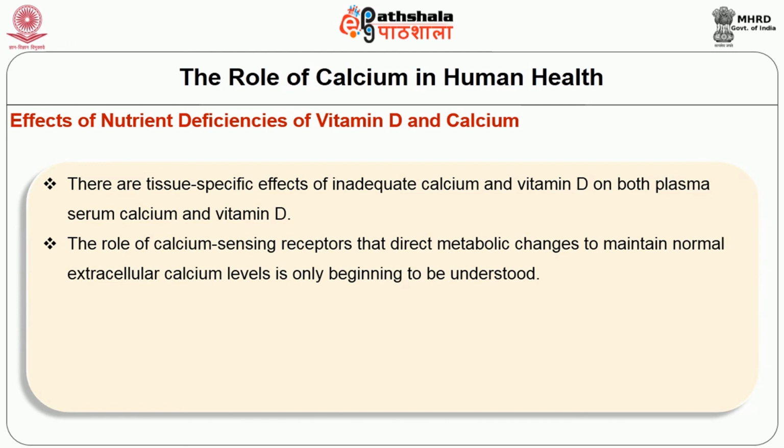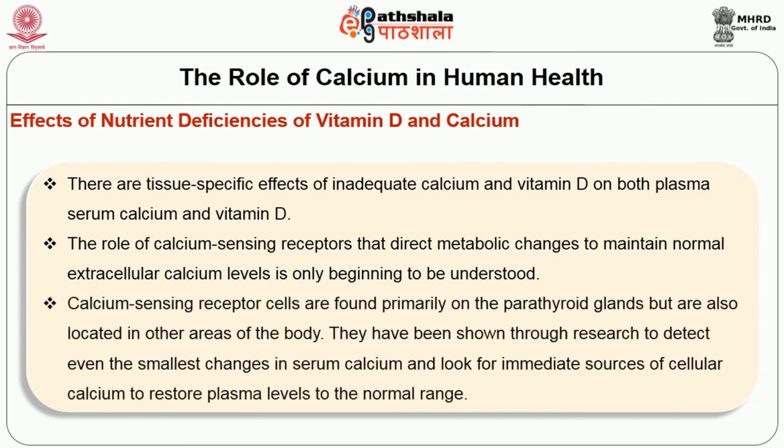The role of calcium sensing receptors that direct metabolic changes to maintain normal extracellular calcium levels is only beginning to be understood. Calcium sensing receptor cells are found primarily in the parathyroid glands but are also located in other areas of the body. They have been shown through research to detect even the smallest changes in the serum calcium and look for immediate sources of cellular calcium to restore plasma levels to the normal range.